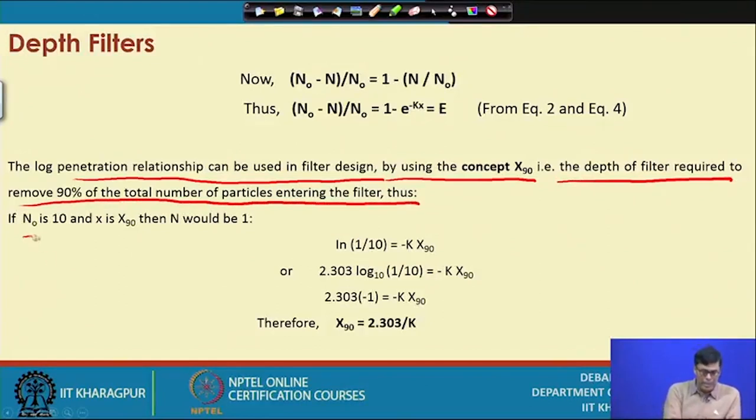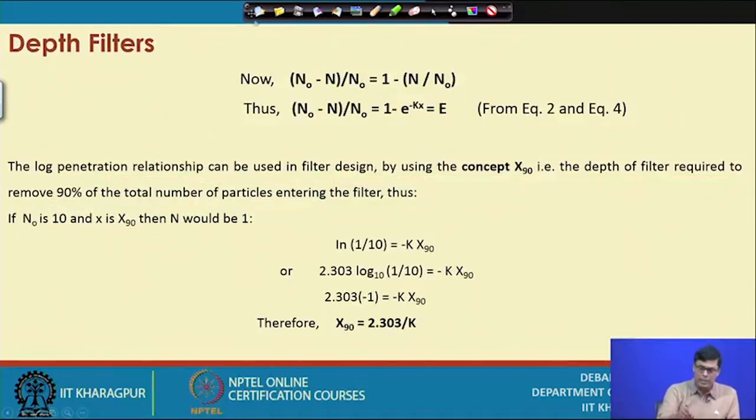Now, suppose N0 is 10. So, at x90, N should be 1, am I right? Then your relationship is ln(N/N0) = -k x90. So, we can write x90 = 2.303/k. So, we can easily find out the value of x90.